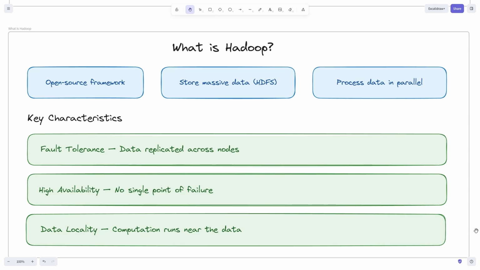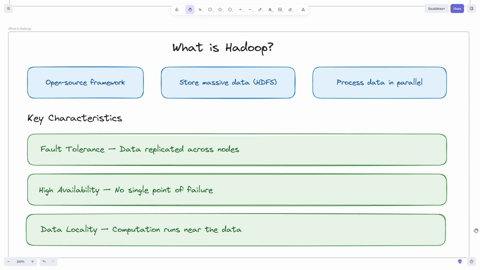So, what is Hadoop? Hadoop is an open source framework used to store and process large amounts of data. The key idea behind Hadoop is distributed computing. Instead of scaling vertically by buying bigger machines, Hadoop scales horizontally by using many machines together. This approach makes the system more scalable, cost-effective, and fault-tolerant.